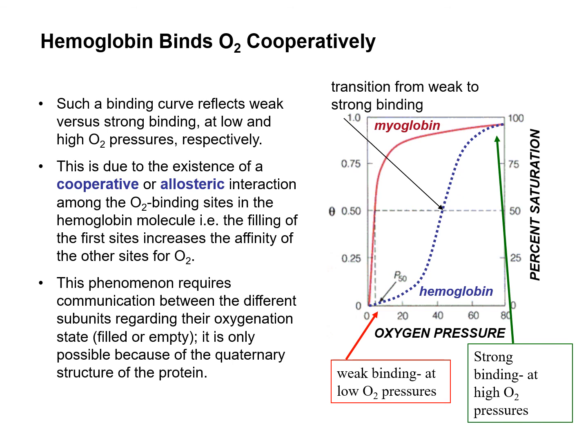So again, this is a transition point from weak to strong binding in the middle of the sigmoidal curve. The weak binding happens when the oxygen is low, and the strong binding happens in the presence of a high oxygen pressure.